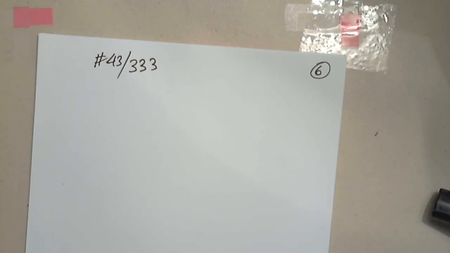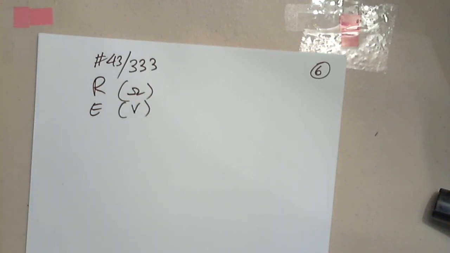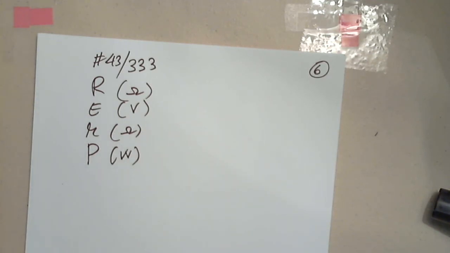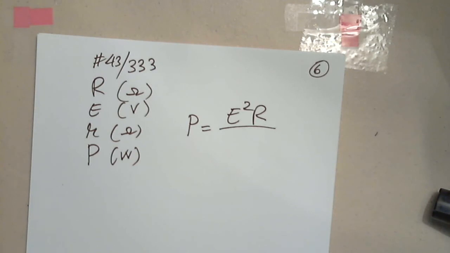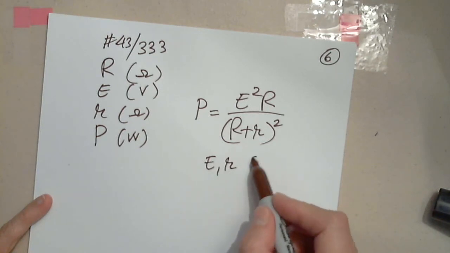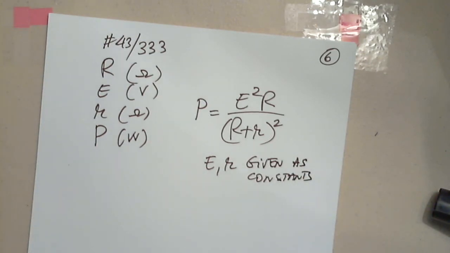So we are given R in ohms. We are given E in volts. We are given lowercase r, also in ohms. Then the power, P, in watts, is given by P equals E squared R divided by R plus r, everything squared. E and r are fixed, given as constants, and R varies. What is the maximum value of the power?